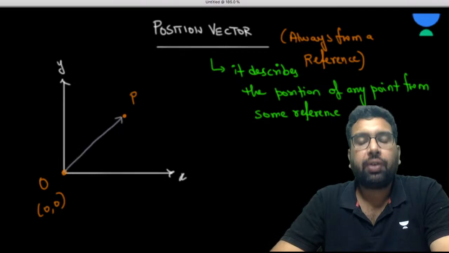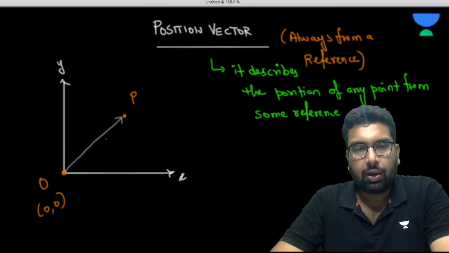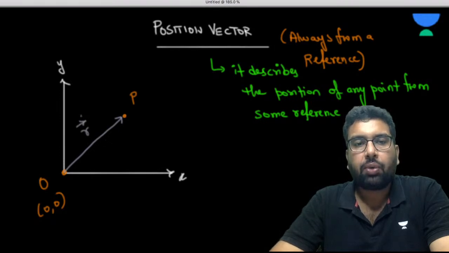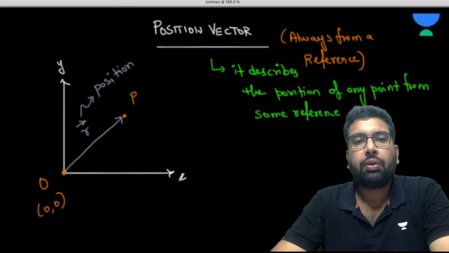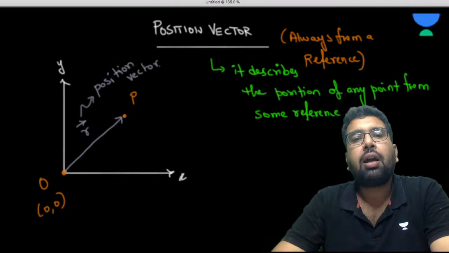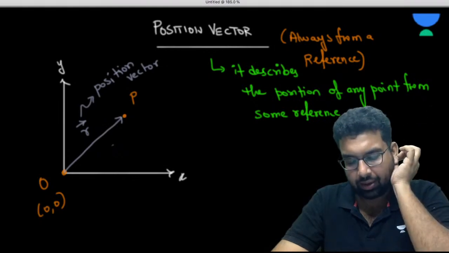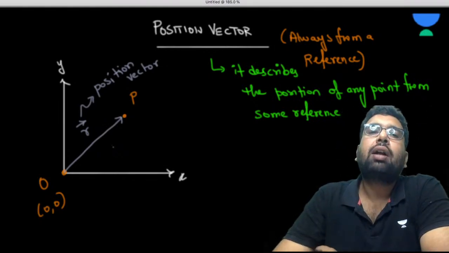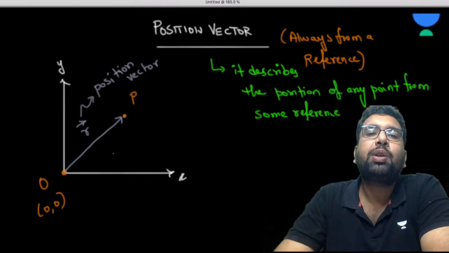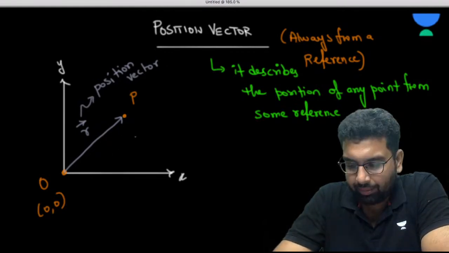So from the reference, if you connect this directly through the shortest route, that is what we call the position vector, and this is normally given as r. Okay, position vector. So this is the general representation, that is r. This r vector is the position vector of this point P, and this is used to describe the position of this particular point. Now, is that clear?